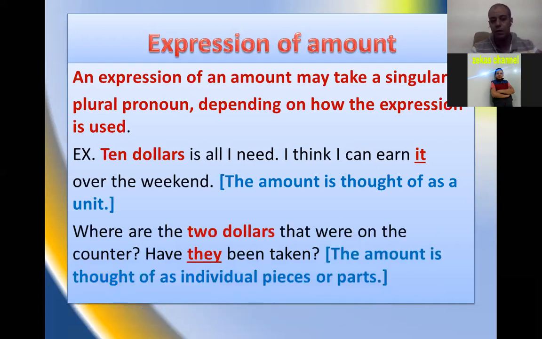With the same example, if we talk about $2 in another one: "Where are the $2 that were on the counter? Have they been taken?" So $2 is an amount of money, but here it's used as individual pieces or individual parts. So the same amount of money can be used as singular or plural. It depends on the meaning of this amount in a sentence.